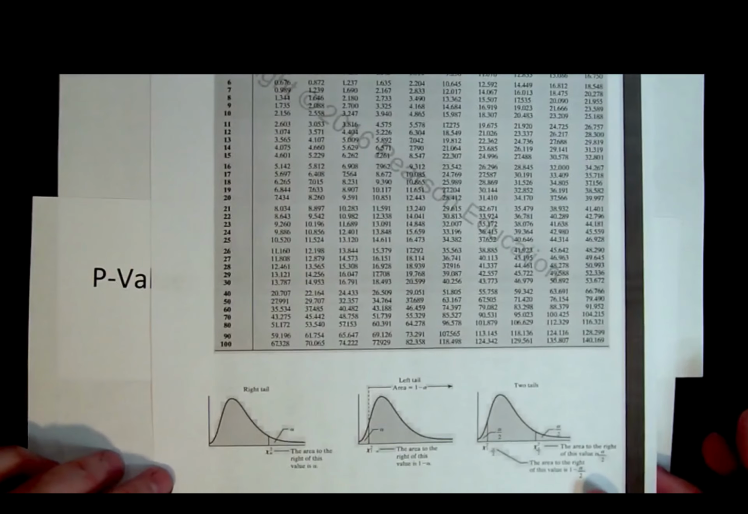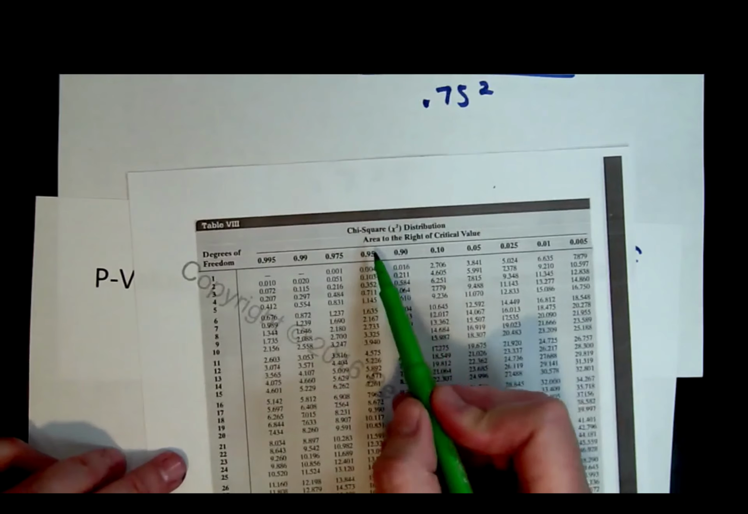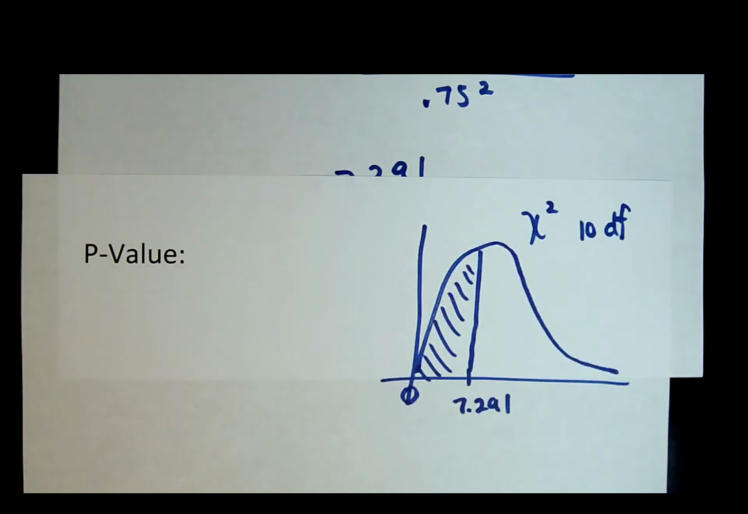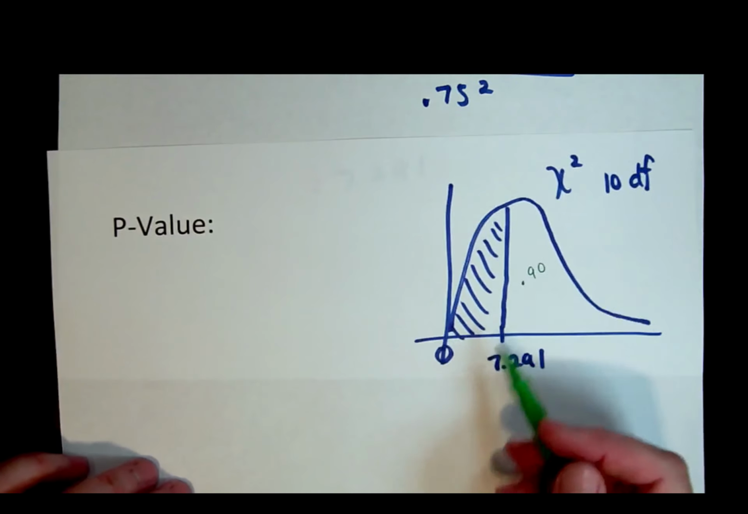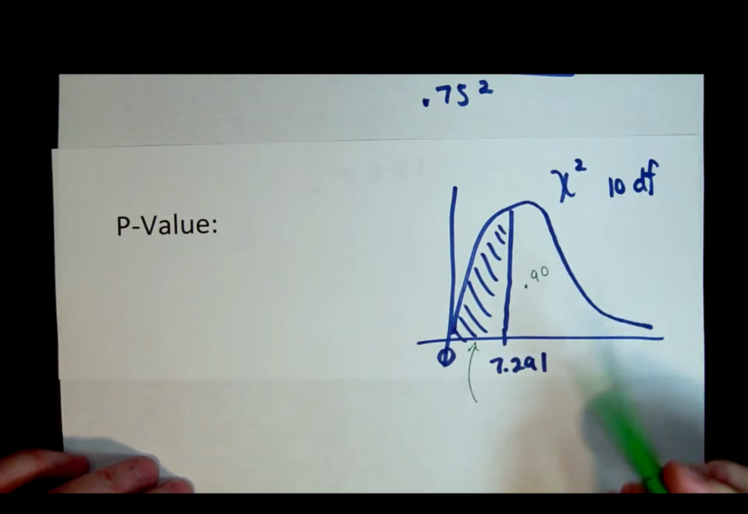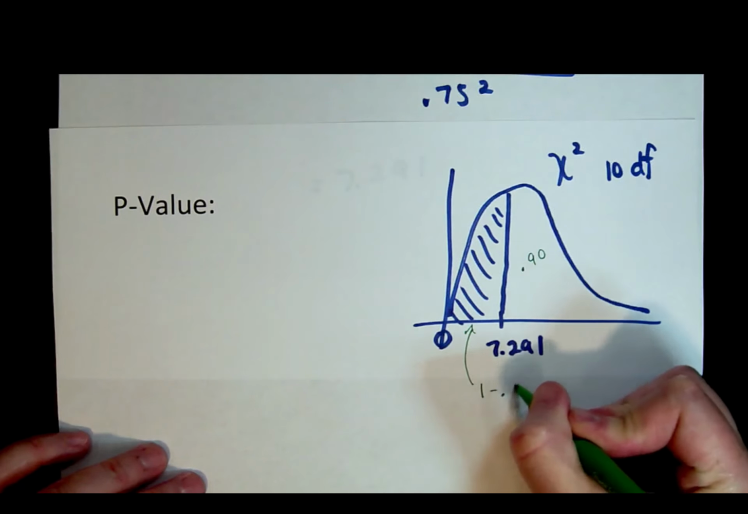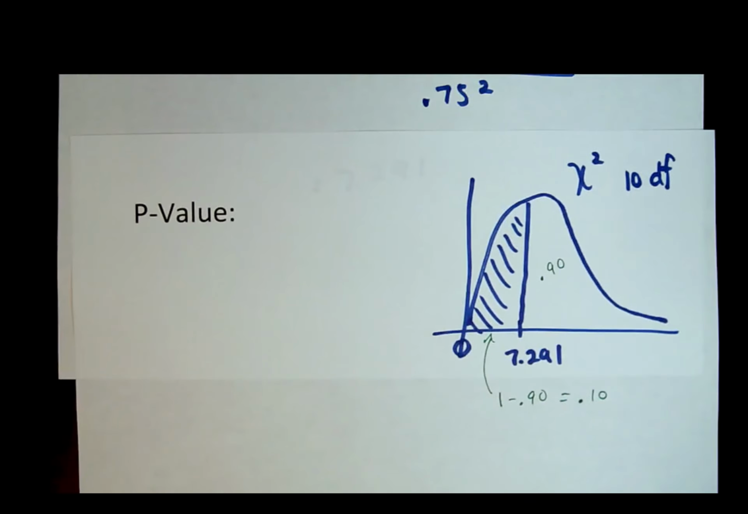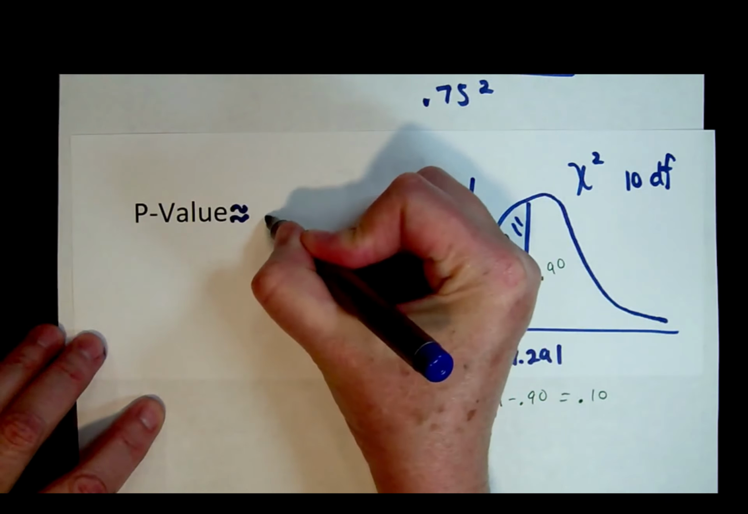But remember that the chi-square table, like the t table, gives you area to the right. Okay, so it says up here to remind you, area to the right of the critical value. So that 0.9 that I got is for this area. And that's not what I want. I want area to the left. How do I adjust for that? Well, remember the total area under a probability distribution is 1. So 1 minus 0.9 is the other stuff that's to the left, so that's going to be 0.1. So the p-value is approximately 0.10.